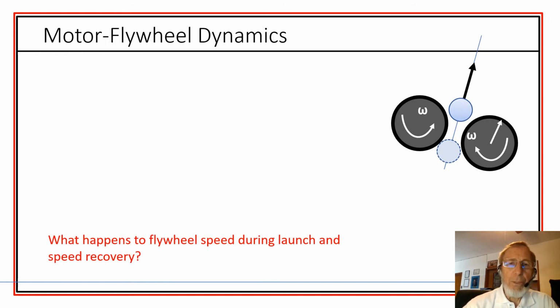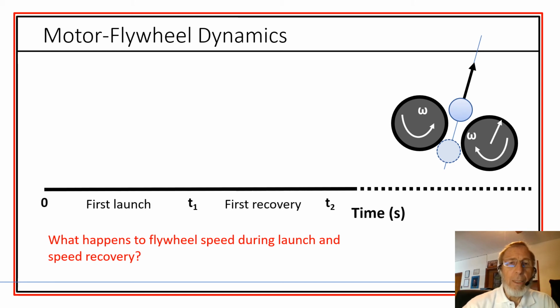So next, what happens to the flywheel speed during the launch and speed recovery? Let's think this through for a moment. We're going to begin at time 0 when we launch the ball. It's going to take a certain amount of time to complete that launch, up to T1. After that, we begin recovery where the flywheels again pick up speed to where they return to their initial launch speed.